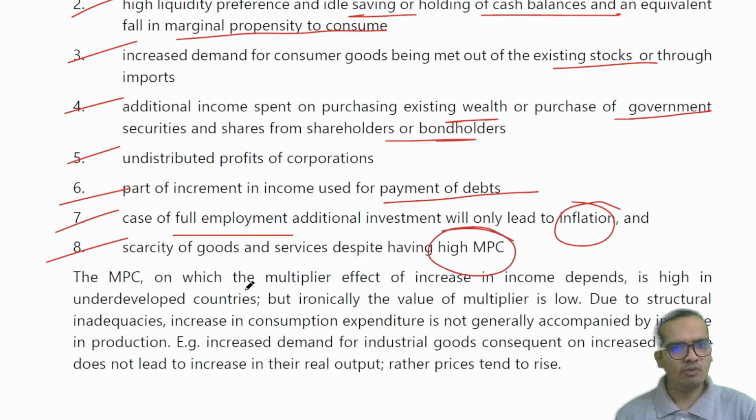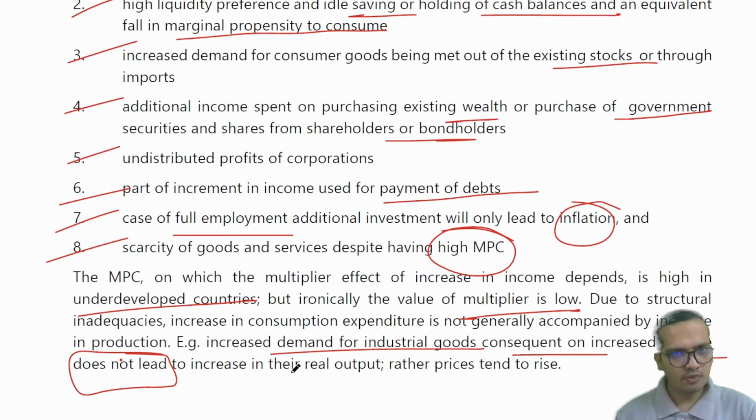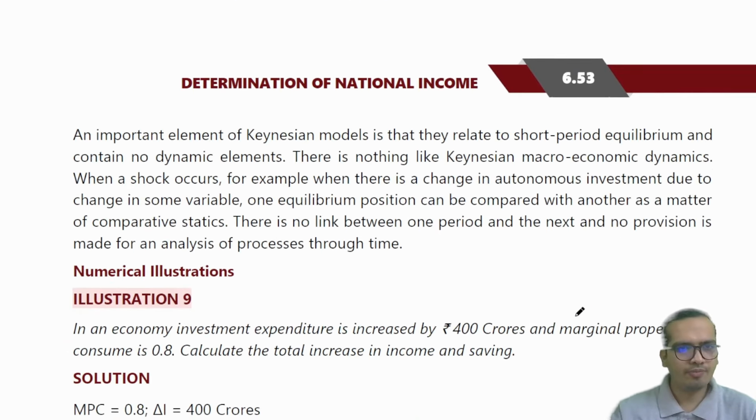So the MPC on which the multiplier effect of increasing income depends is high in underdeveloped countries, but ironically the value of the multiplier is low due to structural inadequacies. Increase in consumption expenditure is not generally accompanied by increase in production. Means increased demand for industrial goods consequent on increased income does not lead to increase in their real output; rather prices tend to rise. Now only prices rise, income does not rise accordingly.